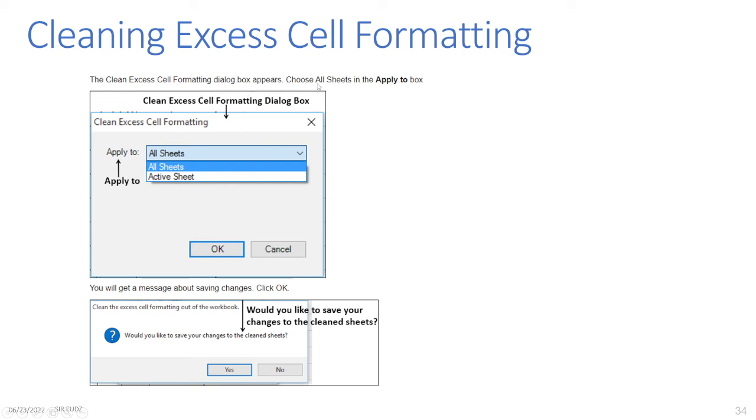Choose All Sheets in the Apply box. You will get a message about saving changes. Click OK. So clean the excess cell formatting out of the workbook. So would you like to save changes to the cleaned sheets? So we just click OK or yes.